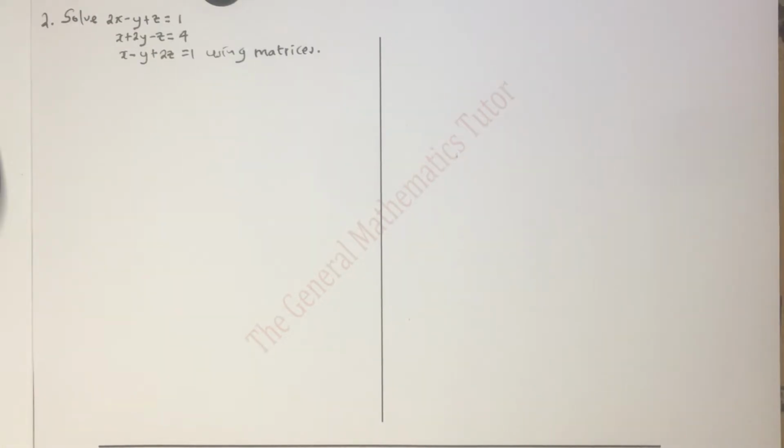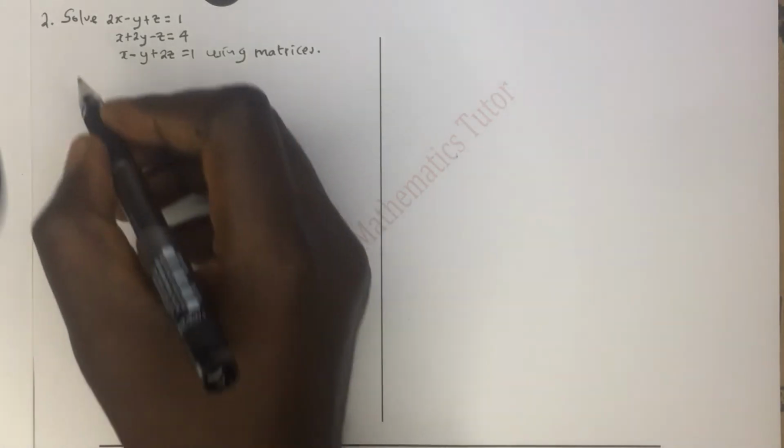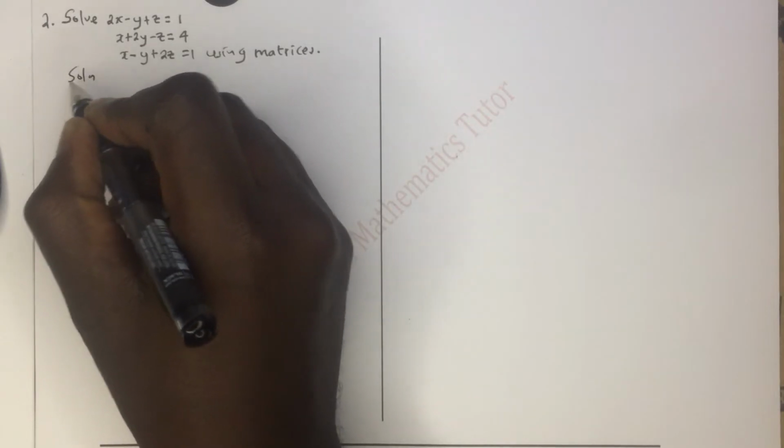Example 2: solve 2x minus y plus z equals 1, x plus 2y minus z equals 4, x minus y plus 2z equals 1 using matrices. So let us look at the solution here.